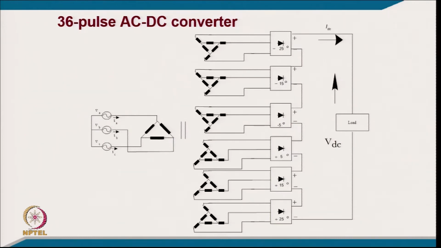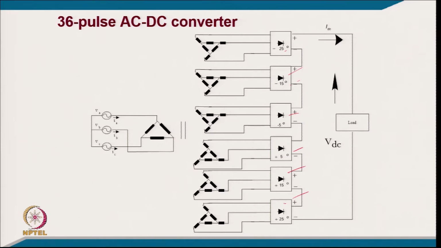Then we go for 36 pulse, where you require 6 converters as you can see here. So, the phase shift requires 60 by the number of converters, so 60 by 6. So, you will have 10 degree. So, clearly you can see here plus minus 5, that is 10 degree, then minus 5 to minus 15, 10 degree, minus 15 to minus 25, 10 degree, and similarly on the other side plus 5 to plus 15, 10 degree, and plus 15 to 25, again 10 degree.